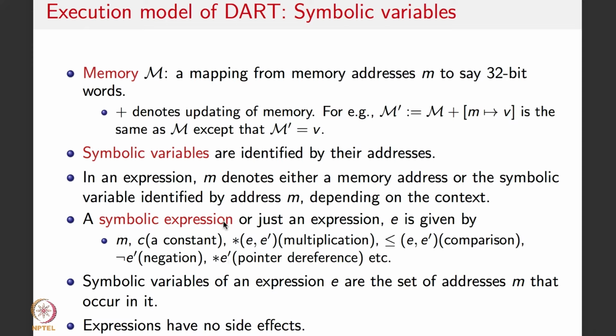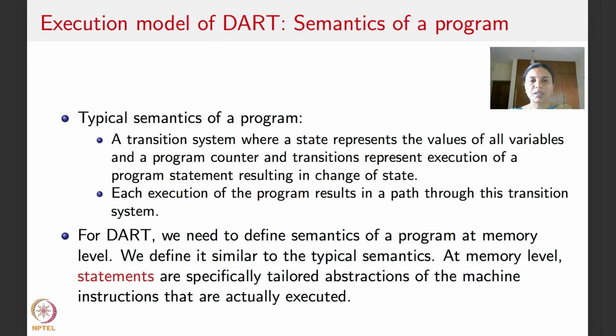So basically, a symbolic expression is a lot like our arithmetic, logical, relational expression. Instead of working over normal variables, it works over symbolic variables. So it has constants, it has symbolic variables which are represented by memory locations. It has addition, subtraction, multiplication, division, mod. It has all the relational operators, all the logical operators, and operators dealing with pointer arithmetic. We assume that expressions have no side effects.